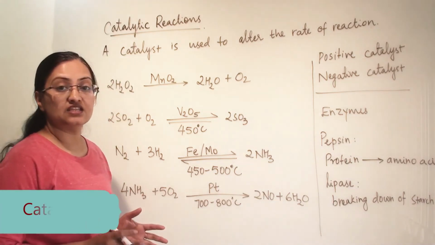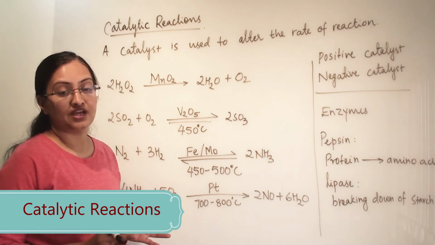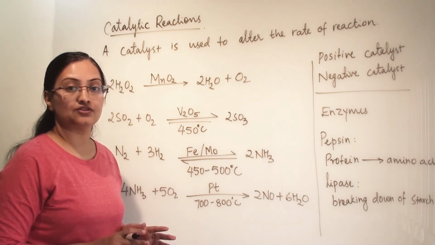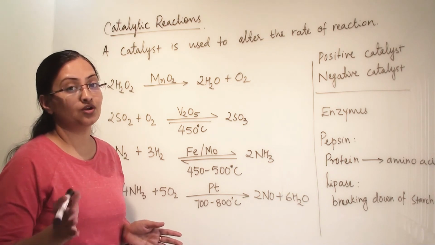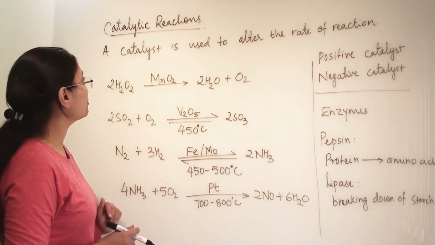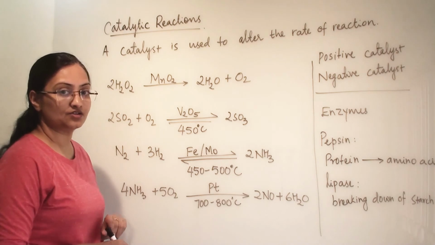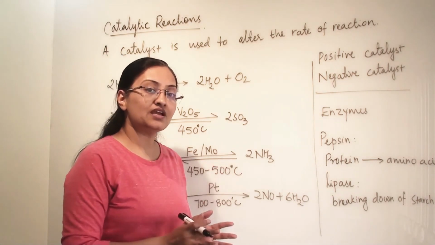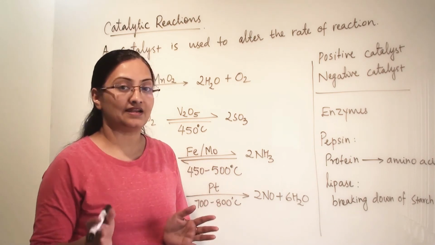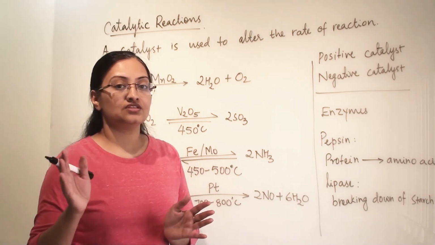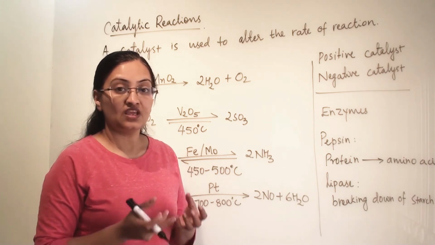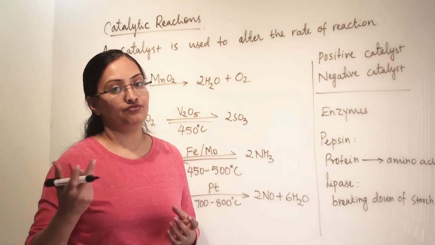Earlier we have seen the types of reaction like combination reaction, decomposition reaction, displacement reaction and double displacement or double decomposition reaction. Here we are going to study catalytic reaction. Now what is the meaning of catalytic reaction? Reactions where we are using a catalyst are known as catalytic reactions. Now what is the function of catalyst? It alters the rate of reaction.